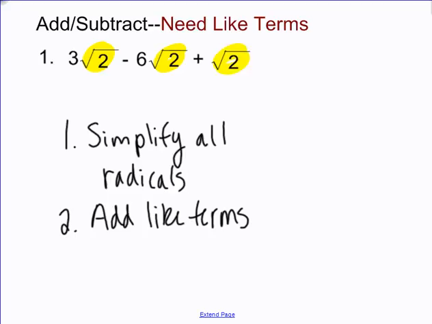So yeah, for this problem, you had 3 radical 2's, then you had a negative 6 radical 2's, and then you had a 1 radical 2. So if you have 3 radical 2's and you subtract 6, you now have negative 3 of them. And if you add 1, then you're at negative 2 radical 2.